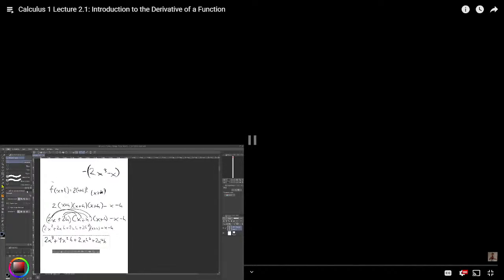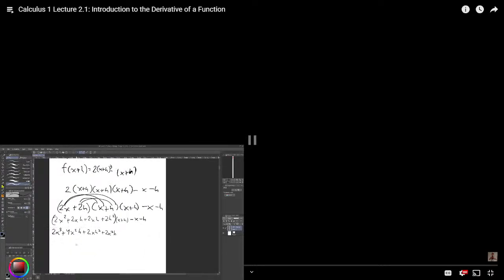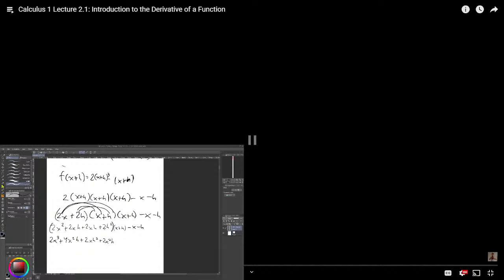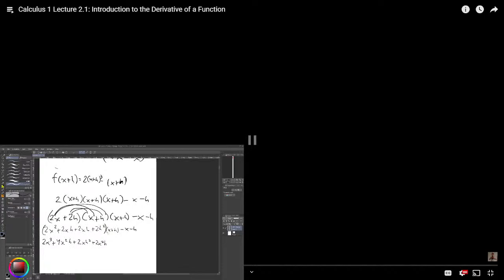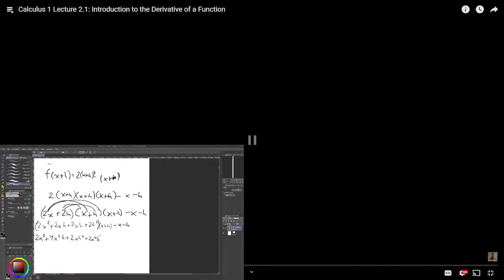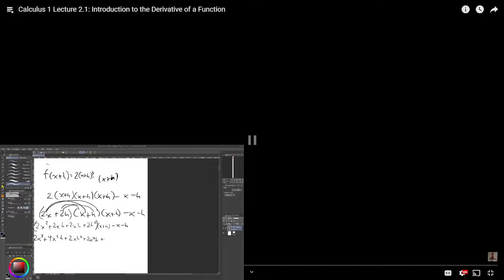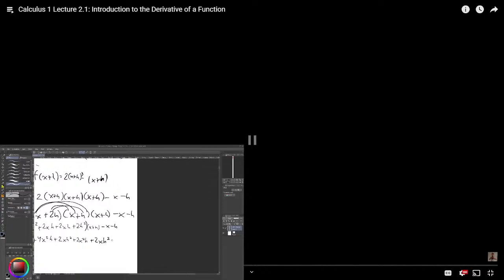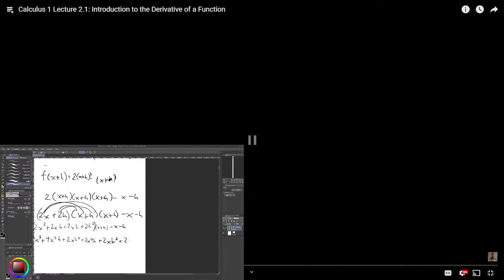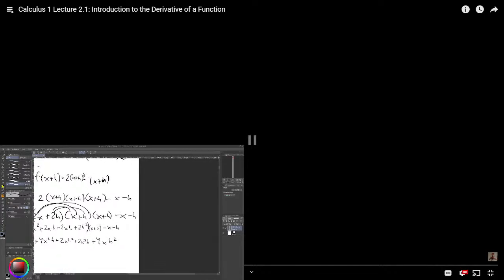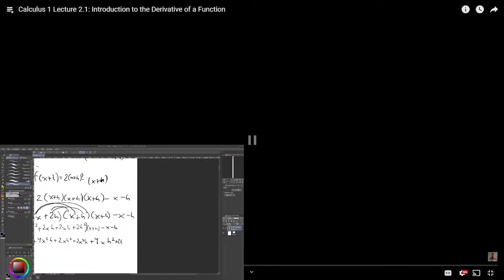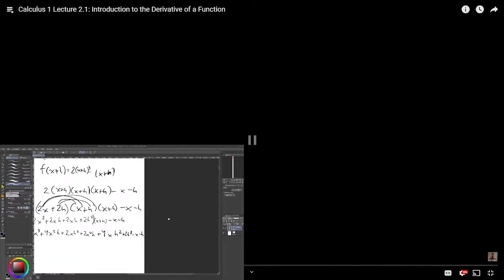Gonna shrink this again. Plus 2xh squared, plus 2xh squared, or what we could just say plus 4xh squared, plus 2h cubed, minus x minus h.